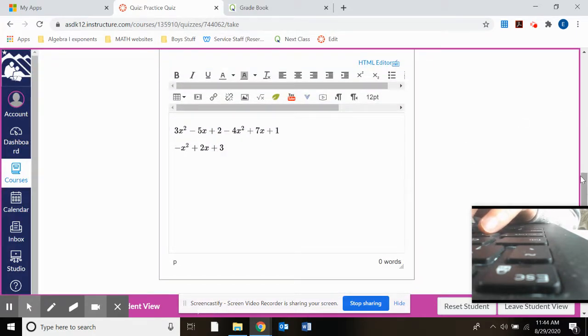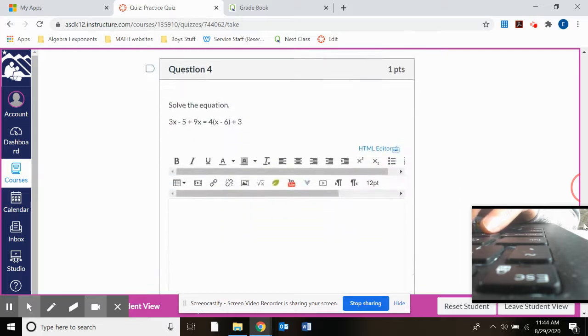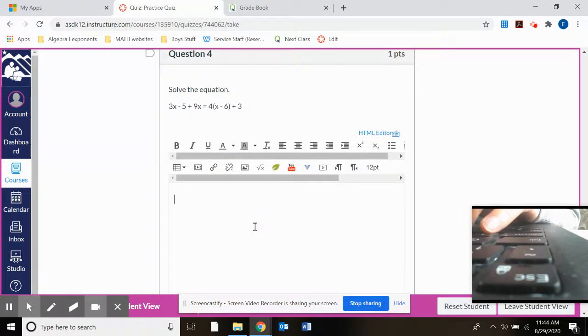All right, on our next problem, we are solving again. And I'm going to go ahead and just use the text box for this one. So I am going to write out the original problem for solving so I can show adding and subtracting on both sides.